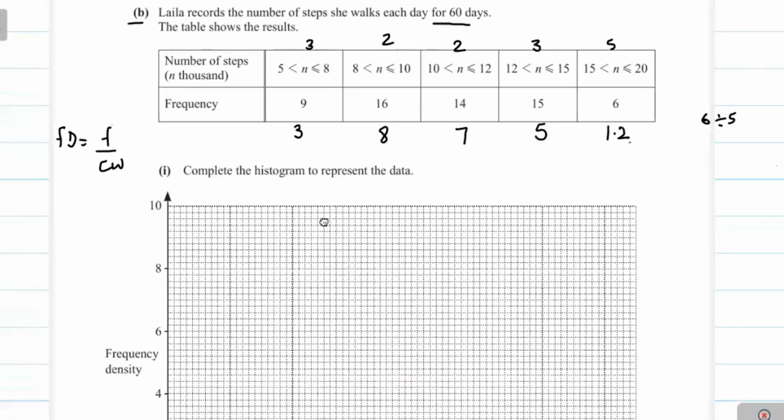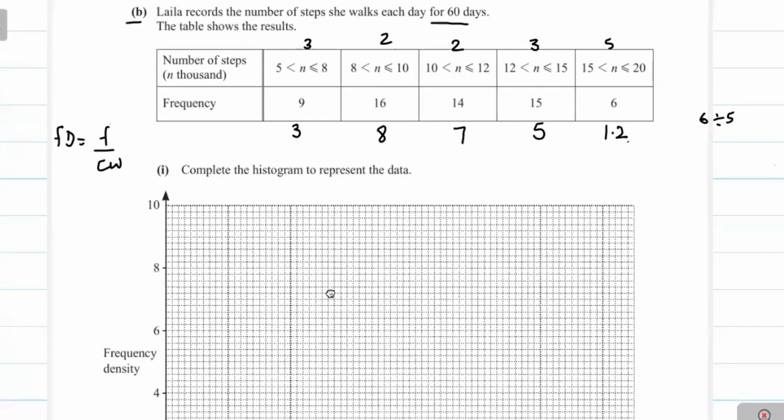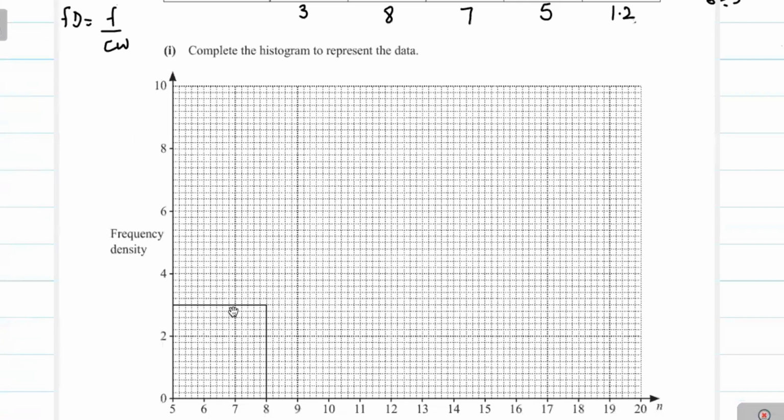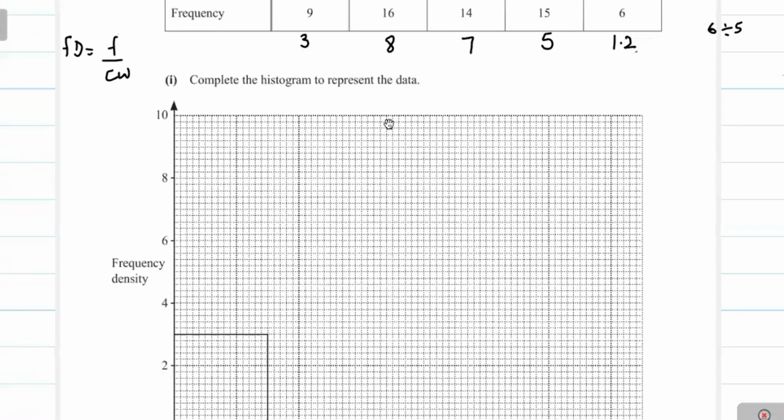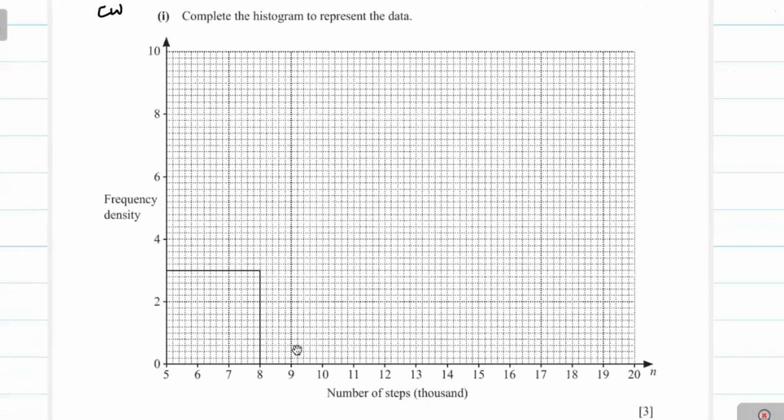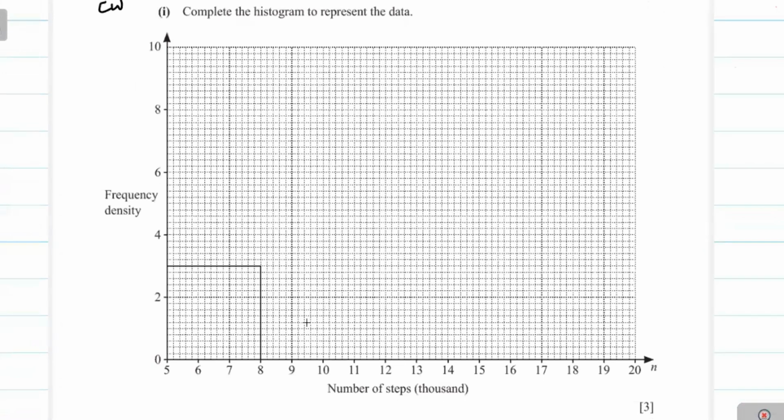Now we draw the bars here. First bar is already drawn. 5 to 8 is 3. Next is 8 to 10, which is 8. Now therefore we draw a vertical line from 10, and this is 8, and this will be the second bar.